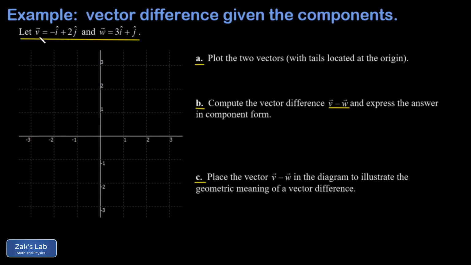So my first vector, v, is negative i hat plus 2j hat. So we're going to attach its tail to the origin. We bounce one space to the left and two spaces up. And the head of v lands at the coordinates (-1, 2).